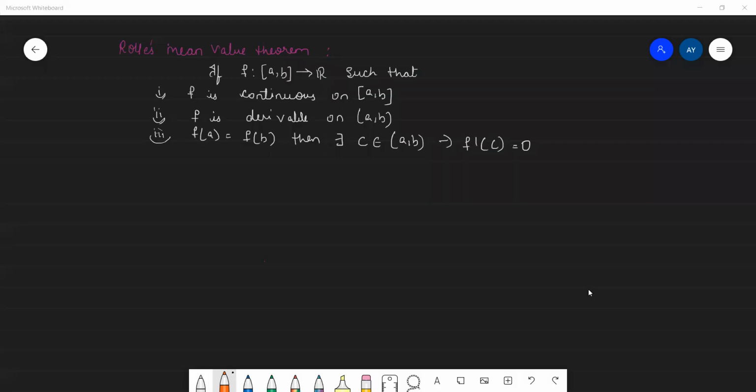Hello everyone, today in this video we are going to see the theorem, that is Rolle's mean value theorem. If f is a mapping from [a, b] to R such that it satisfies all these three conditions. First condition is f is continuous on the closed interval [a, b]. Second condition is f is derivable on the open interval (a, b). And the third condition is f(a) equals f(b). Then there exists c belonging to (a, b) such that f'(c) equals 0.